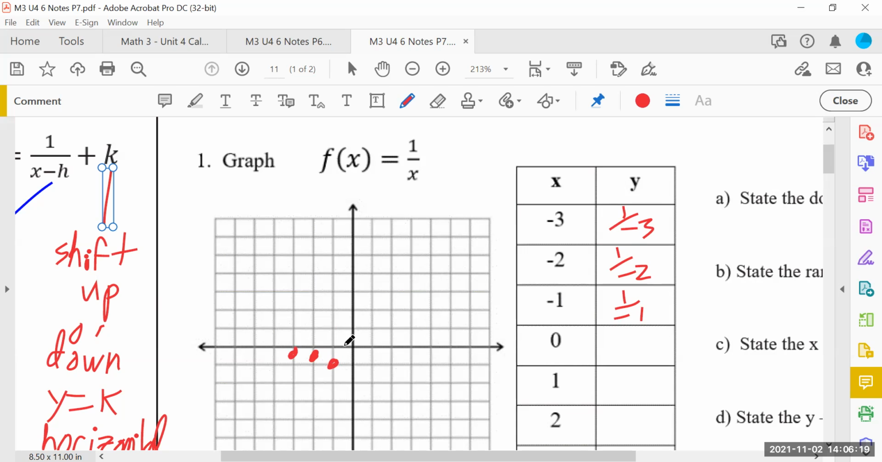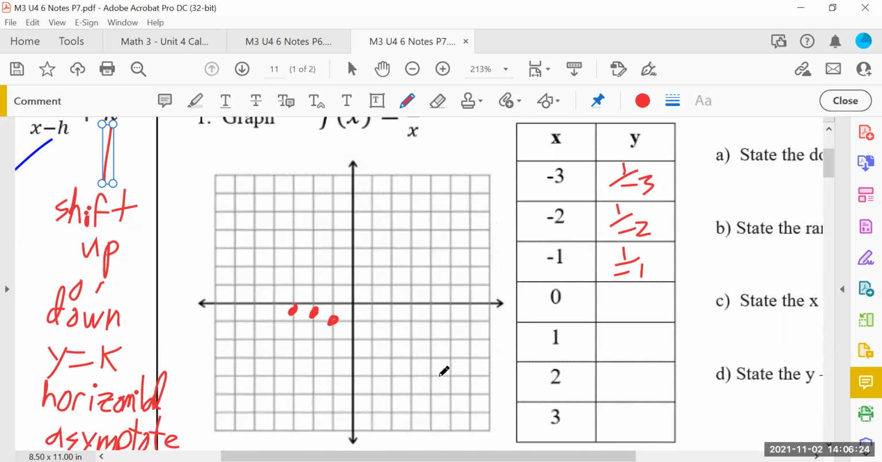And we see a little bit of that curve right there. But when I try to plug in 0, I get an error. You can write error, you can write does not exist, you can write a little dash. The idea is that there is no point at 0 because that would make me divide by 0. So now, if I plug in 1 over 1, well, that's just 1. Plug in 2, I get 1/2. Plug in 3, I get 1/3, and it's dropping down again.